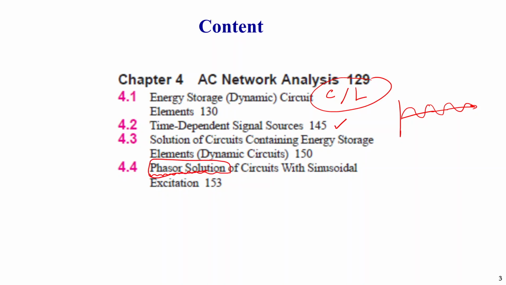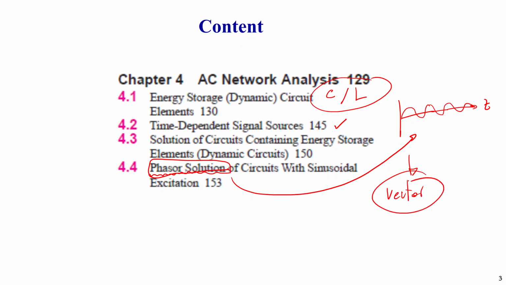Then we will solve the circuit using the phasor solution. The phasor solution is the method where we transform the time domain into vector form. We solve it in vector form, which is easier for solving the circuit, right? And in vector form, you need to use your knowledge of complex numbers.